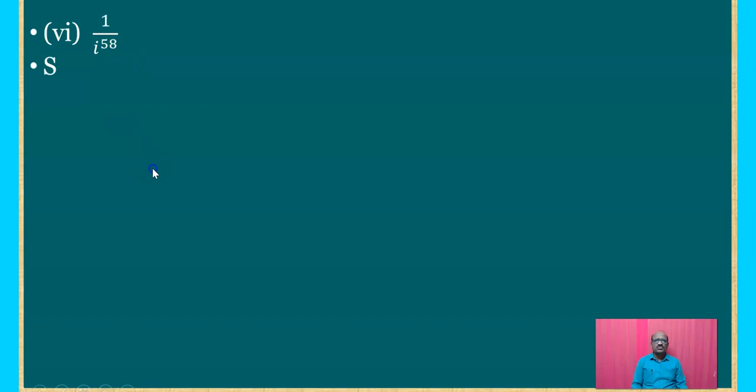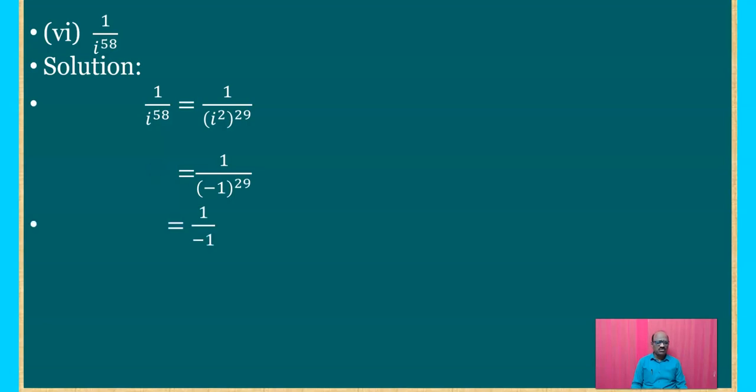Next is 1 upon i^58. Again, simplification. i^58 can be written as (i²)^29. i² is -1, so (-1)^29 gives again -1. Then 1 upon -1, overall it is -1. Here is the answer: 1 upon i^58 is -1.